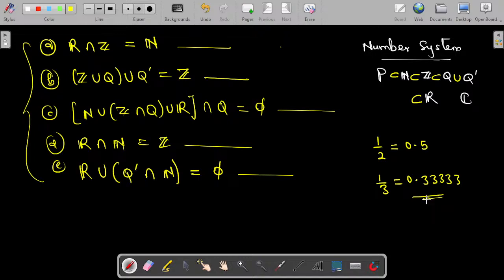So when you have a decimal number that either terminates or recurs, you refer to such decimal numbers as rational numbers. But when you have examples where they don't terminate and they don't recur, those are called irrational numbers. An example is your pi.